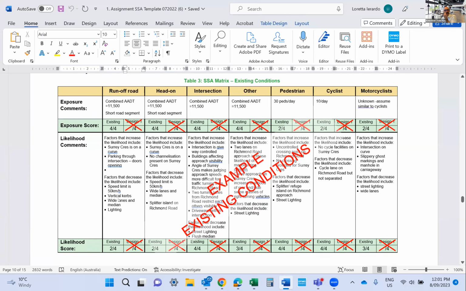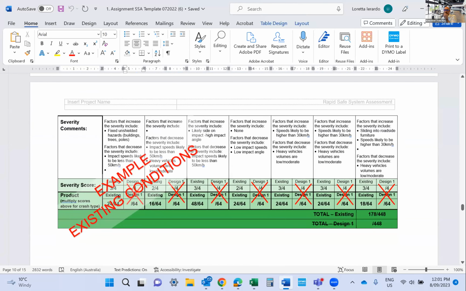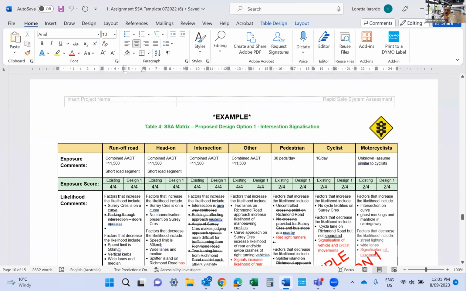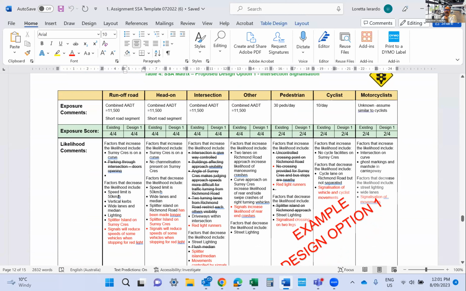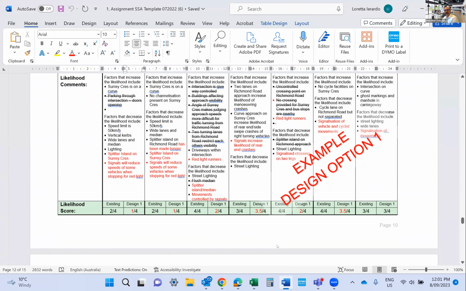Let's keep going down. That's an example then when they've done the design option. So you can see now there's scores filled out in both. We've got bits crossed out, we've got bits added. So we tried to make it easy for you.